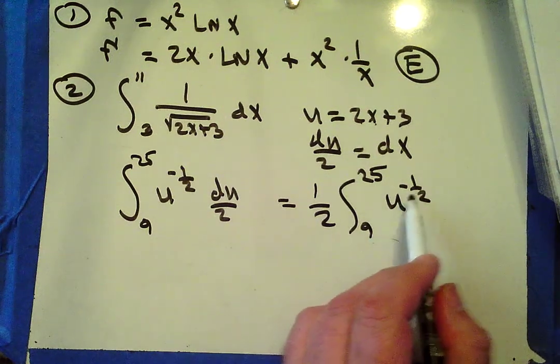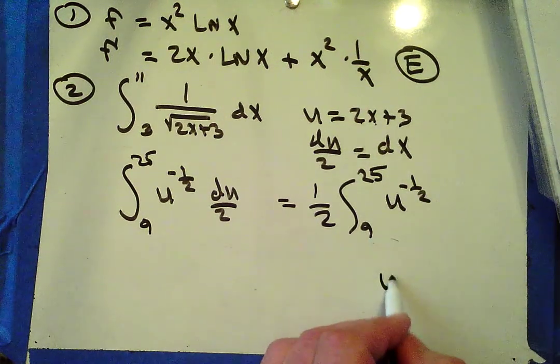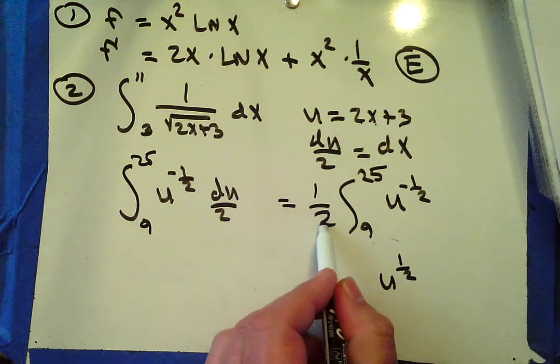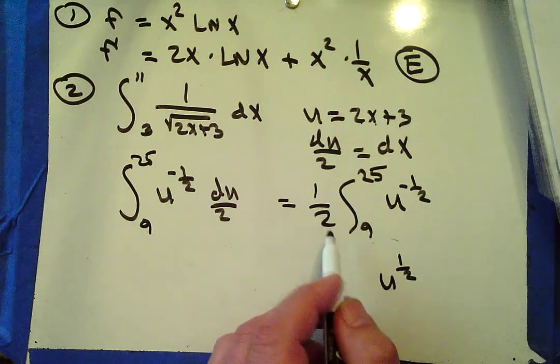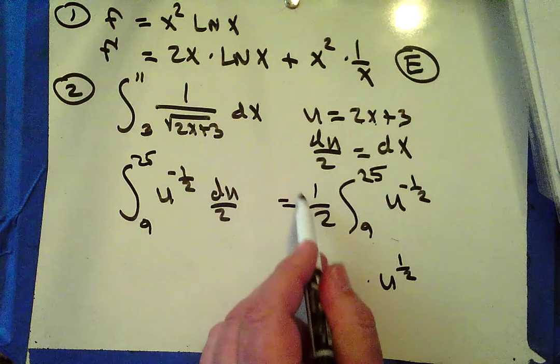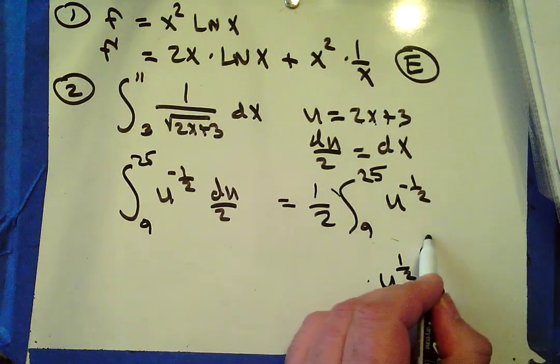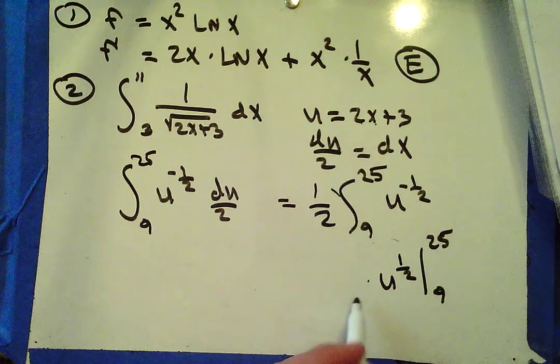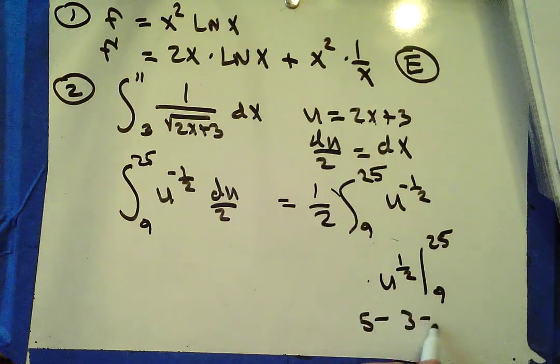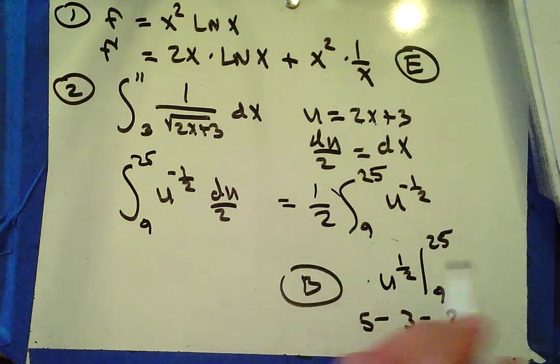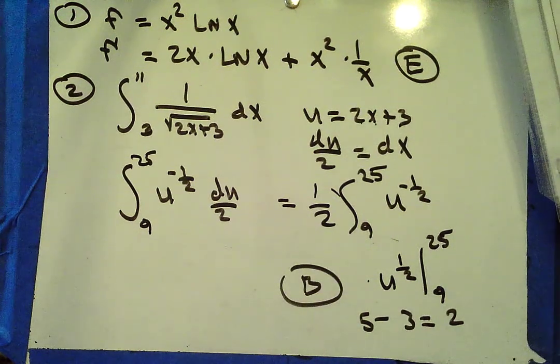Well, the antiderivative of this means I have to add 1 here, so I've got u to the 1/2. Why, look, there was a 1/2. How convenient. So that 1/2 comes down, and there it is. And so really, I just need to evaluate this between 9 and 25. And so I get 5 minus 3, or 2. And that's choice B. B for number 2.